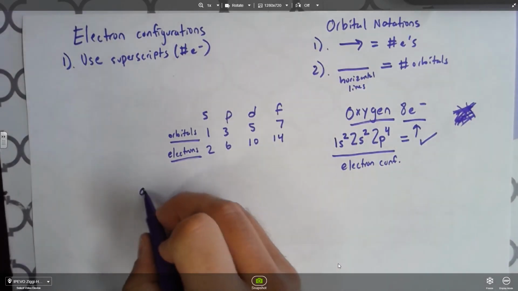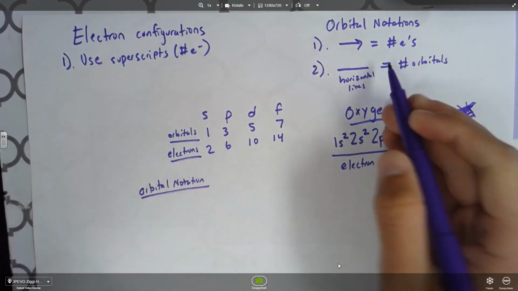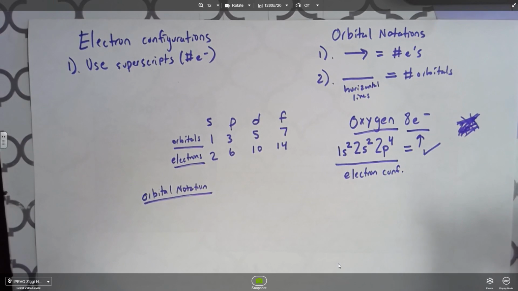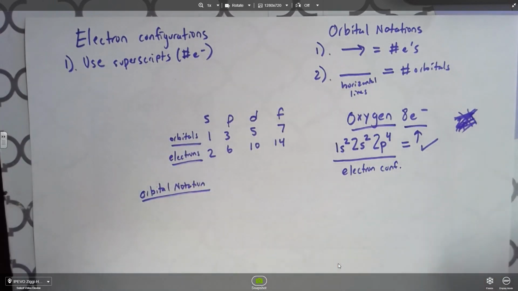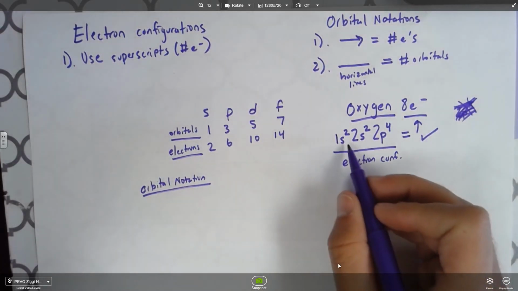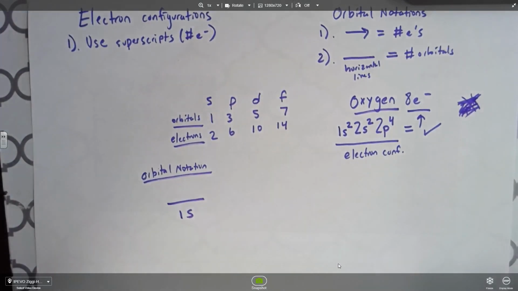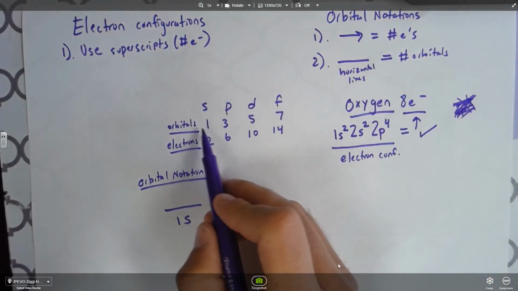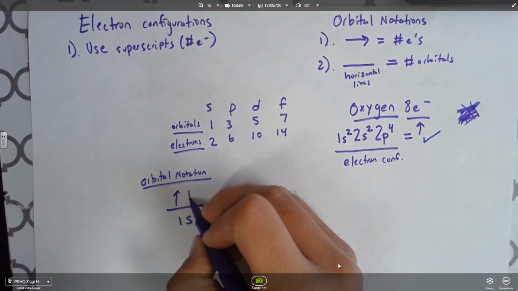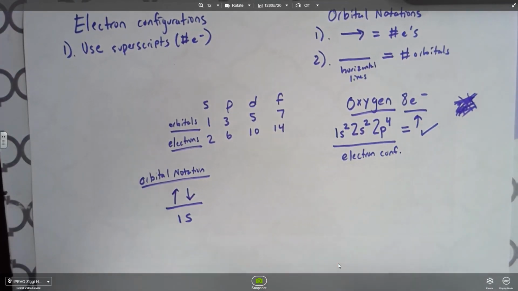So an orbital notation, as we said up here, uses horizontal lines and uses arrows. The arrows represent the number of electrons, and the horizontal lines represent the orbitals, okay? So if you were to translate this over here, we start with the 1s orbital, okay? So each of these lines represents an orbital. S has 1, okay? So there's one line. Up arrow, down arrow, okay? And that's how we represent it.